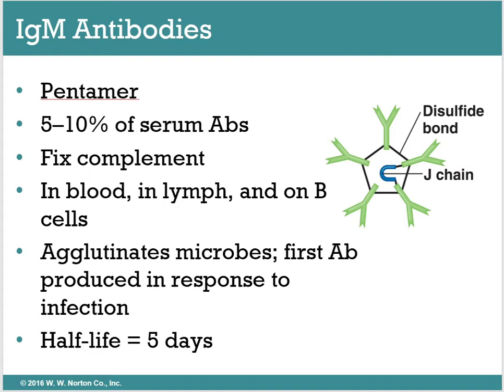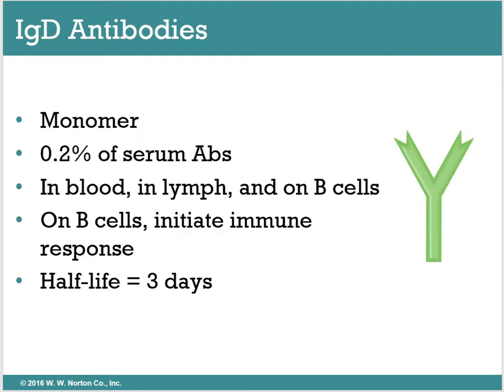Okay, with that, we're going to go to IgDs. So IgDs, they're like IgGs where they are monomers, but they are not as abundant. They, just like IgMs, they're also found in the blood, in the lymph nodes, and the B cells. Whenever they are on the B cells, what they do is that they will actually initiate an immune response. Okay, so that's pretty much all I want you to know about IgDs.